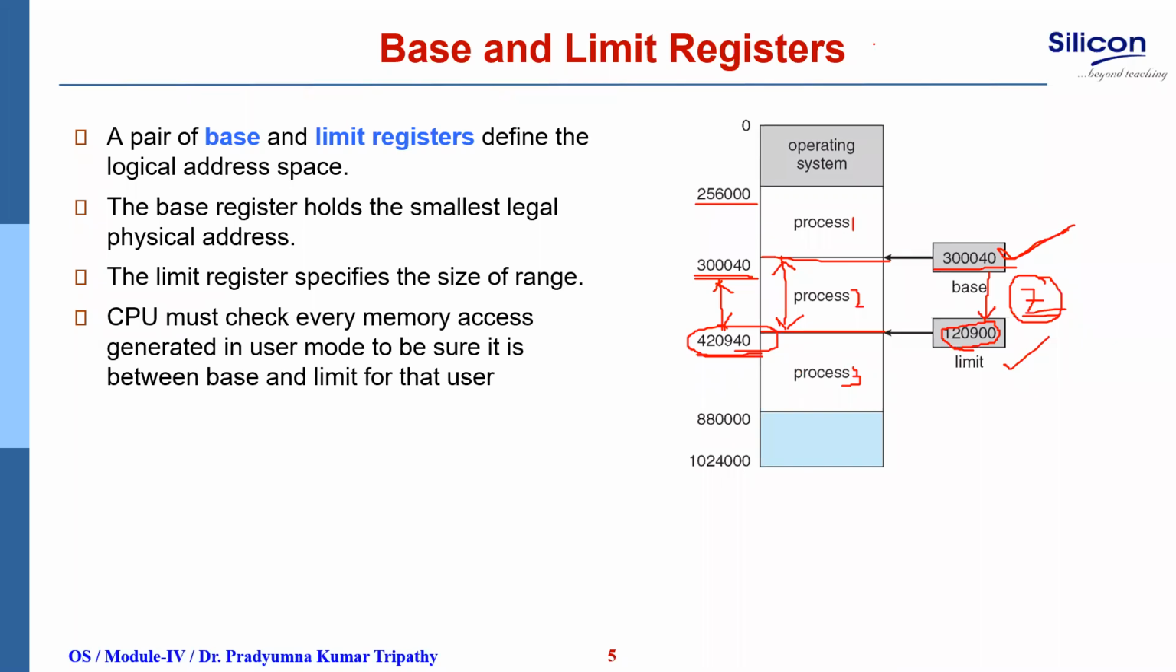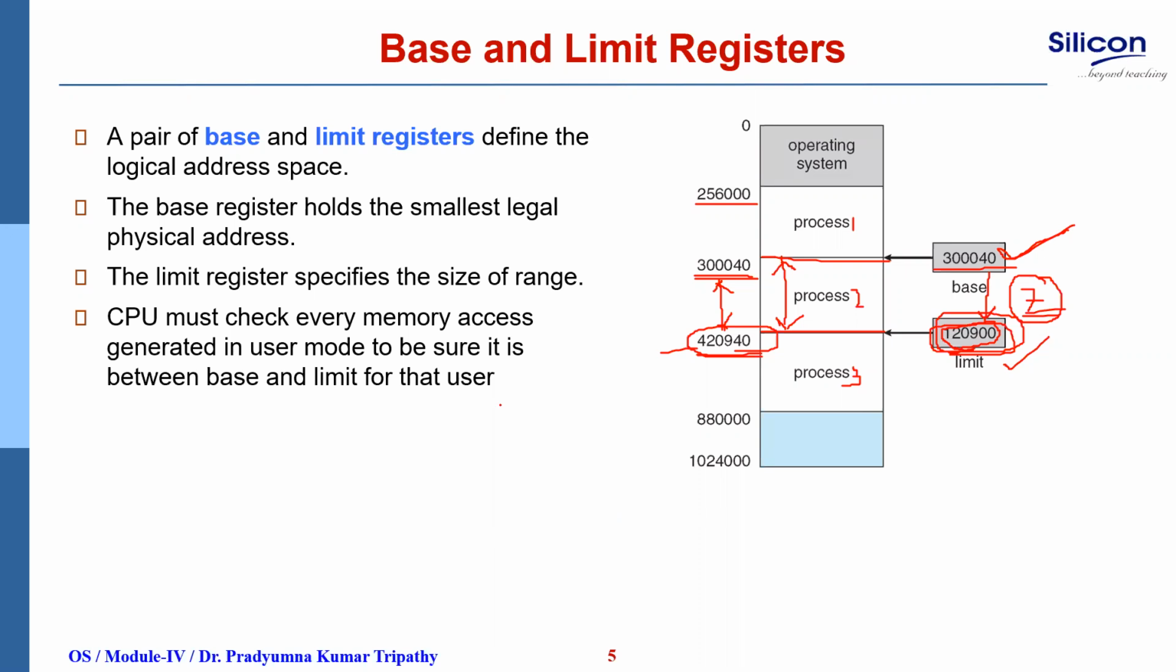The base register starts from 30040, so that means any address of this range is valid. It should not exceed that range. The logical address should not exceed this, and the physical address should not exceed this. Because this plus 7 gives you the physical address, this plus 20 will give you the physical address. Correct? So it should not be more than this limit.